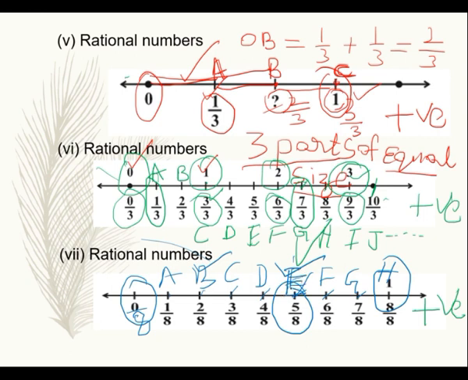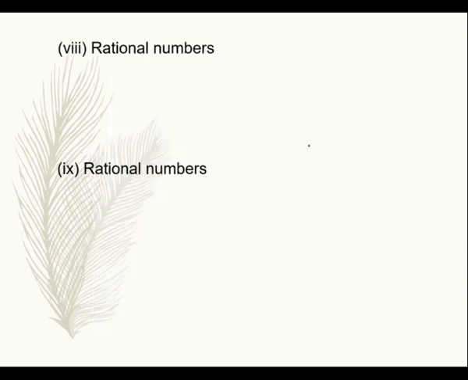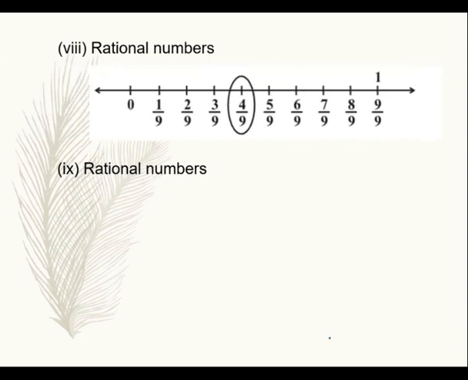So children, this is how we represent a rational number on a number line. One more example we'll consider. Here is another rational number, this I have taken. Now tell me how many parts are made? Here 9 equal parts between 0 and 1 are made.